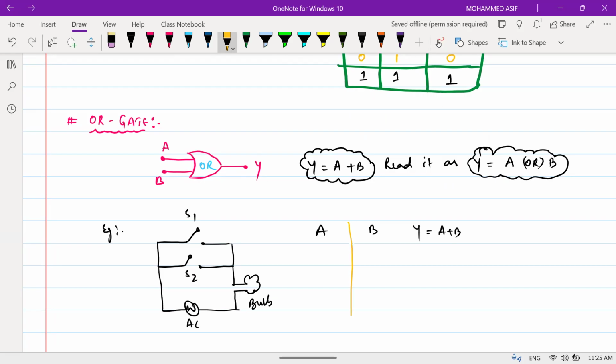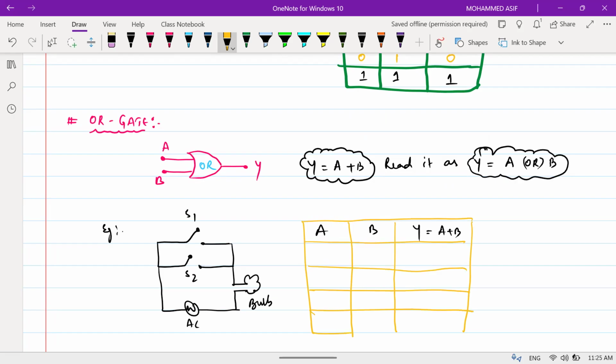If I draw a truth table for this, roughly. If the A value is 0 and the B value is 0, both of them are open, so the Y value will obviously be 0.